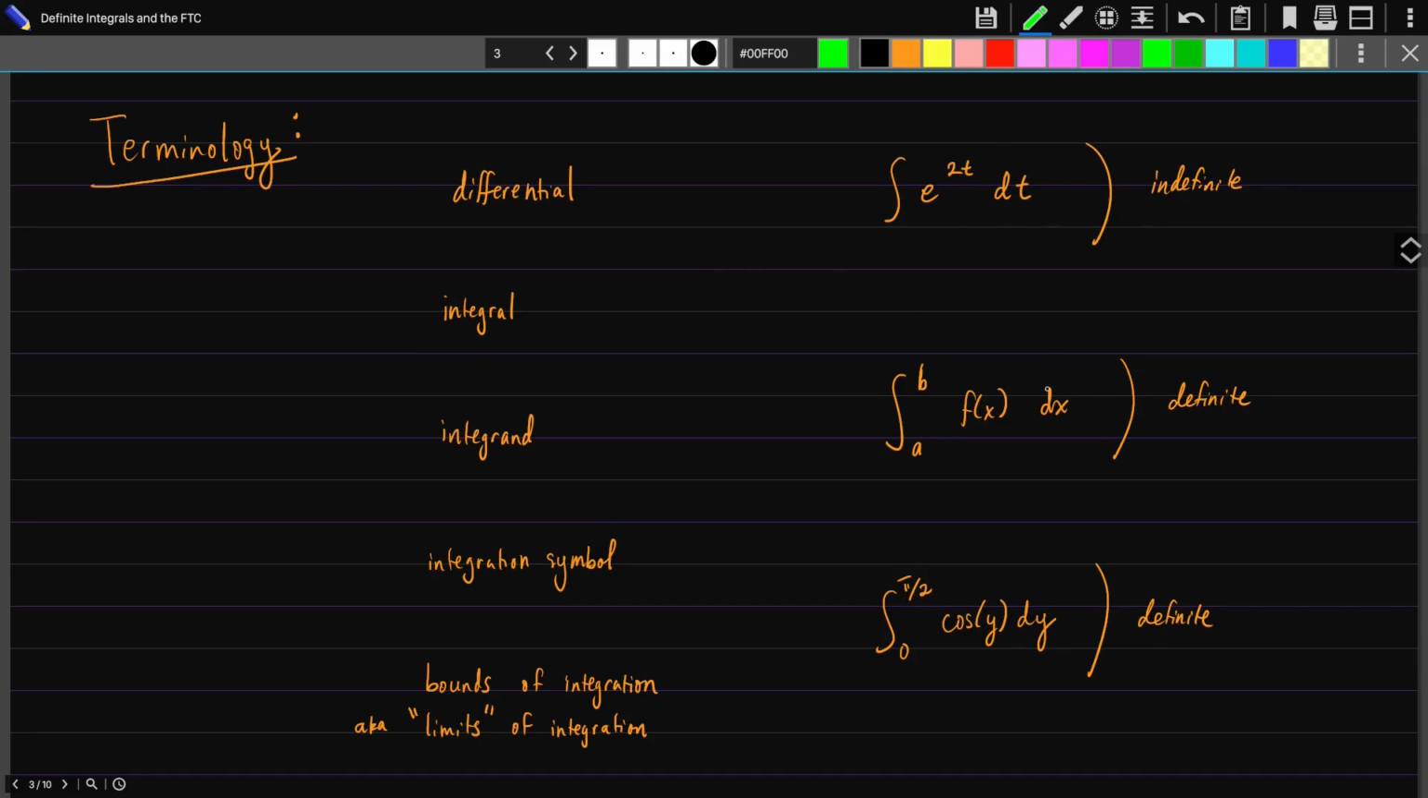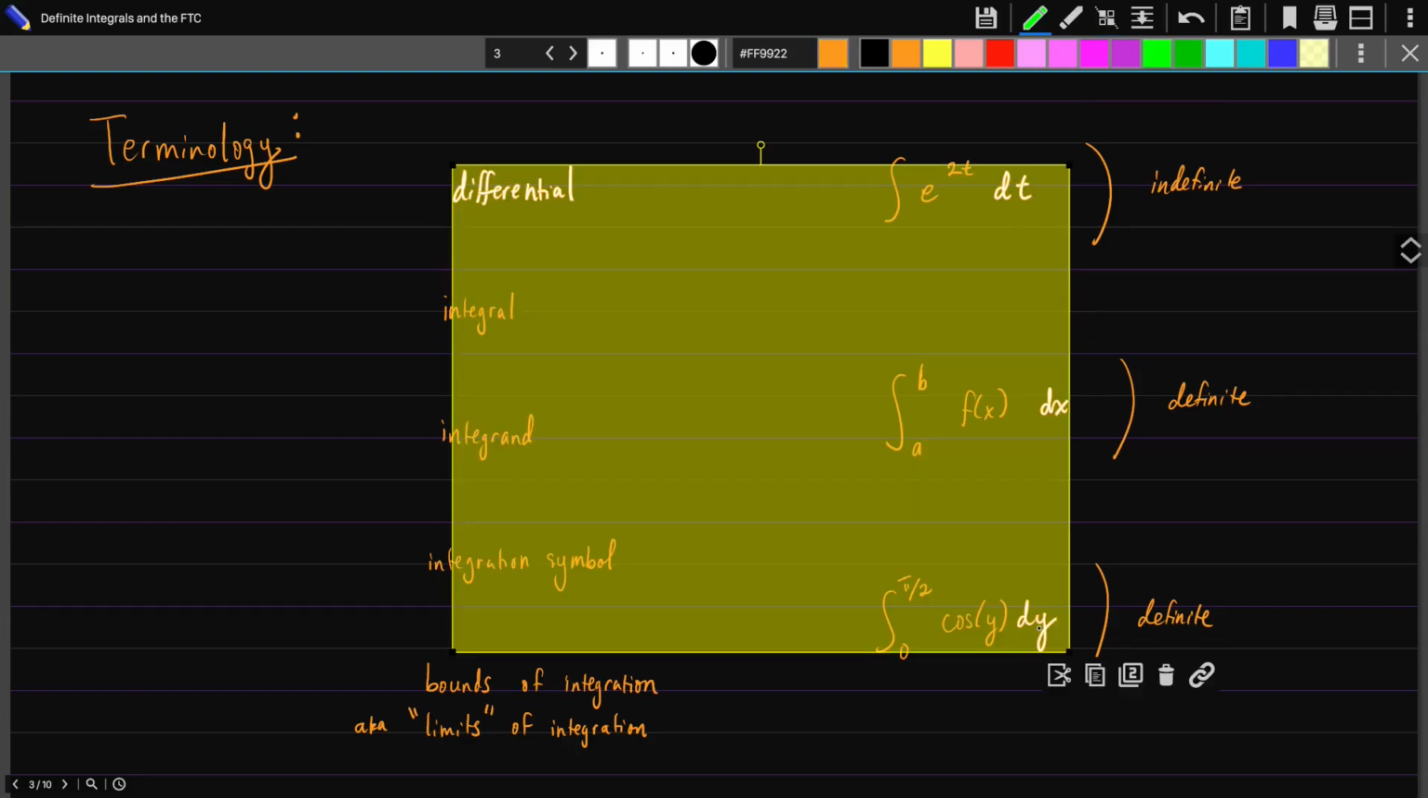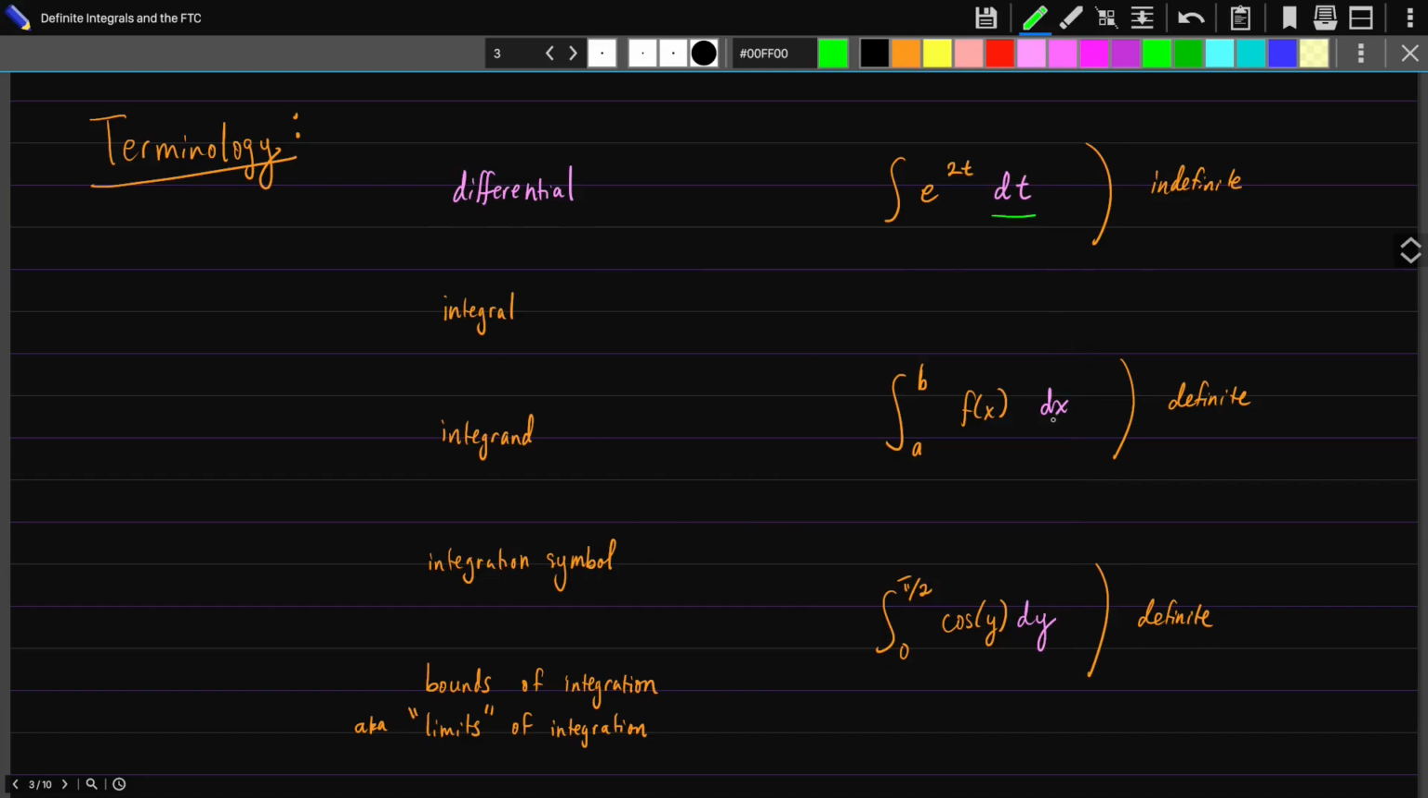Now I'm going to break these integrals apart into their constituent parts, and I'm going to tell you what each part is called. The first thing that we need to cover is called the differential. The differential is the little letters at the end of each integral. So it's this dt, dx, and dy. Those are the differentials of these three integrals. The second thing that we need to cover is called the integral. The integral is the whole thing, so it's not really a part of these at all. The third term we need to cover is the integrand. You can think of the integrand as the thing you're integrating, or the thing being integrated, or the thing that you're taking the integral of.